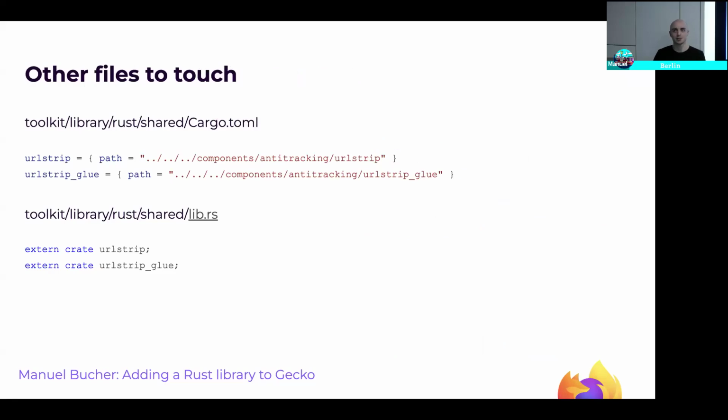And last but not least, you need to also make Gecko depend on your crate to be able to use it from C++ and JavaScript, and you do this by including it in the shared Rust library. All you have to do here is to specify the dependency and also declare the crate as extern crate in the lib.rs, because we are still in the 2015 edition. If we were to update to a newer edition sometime, the second part would go away. Next slide, please.